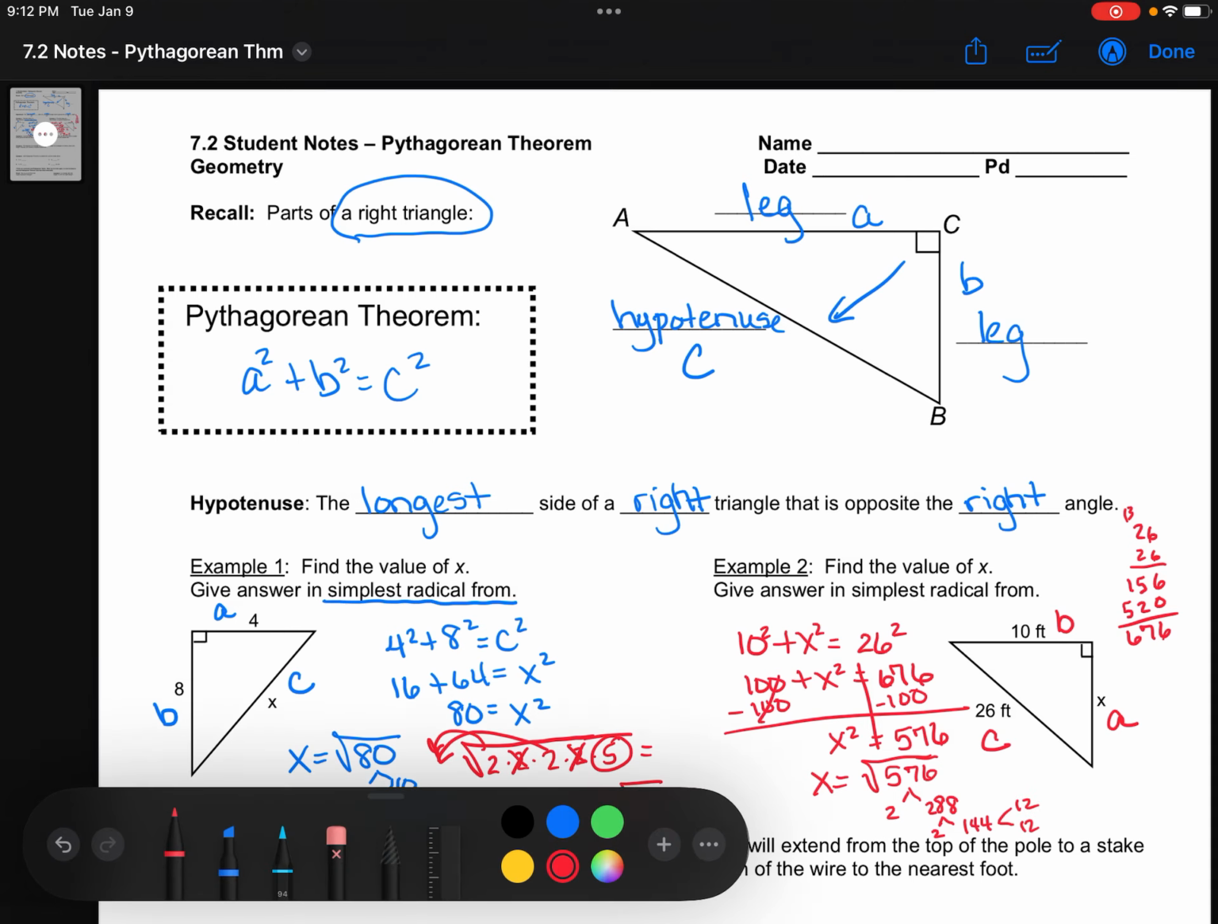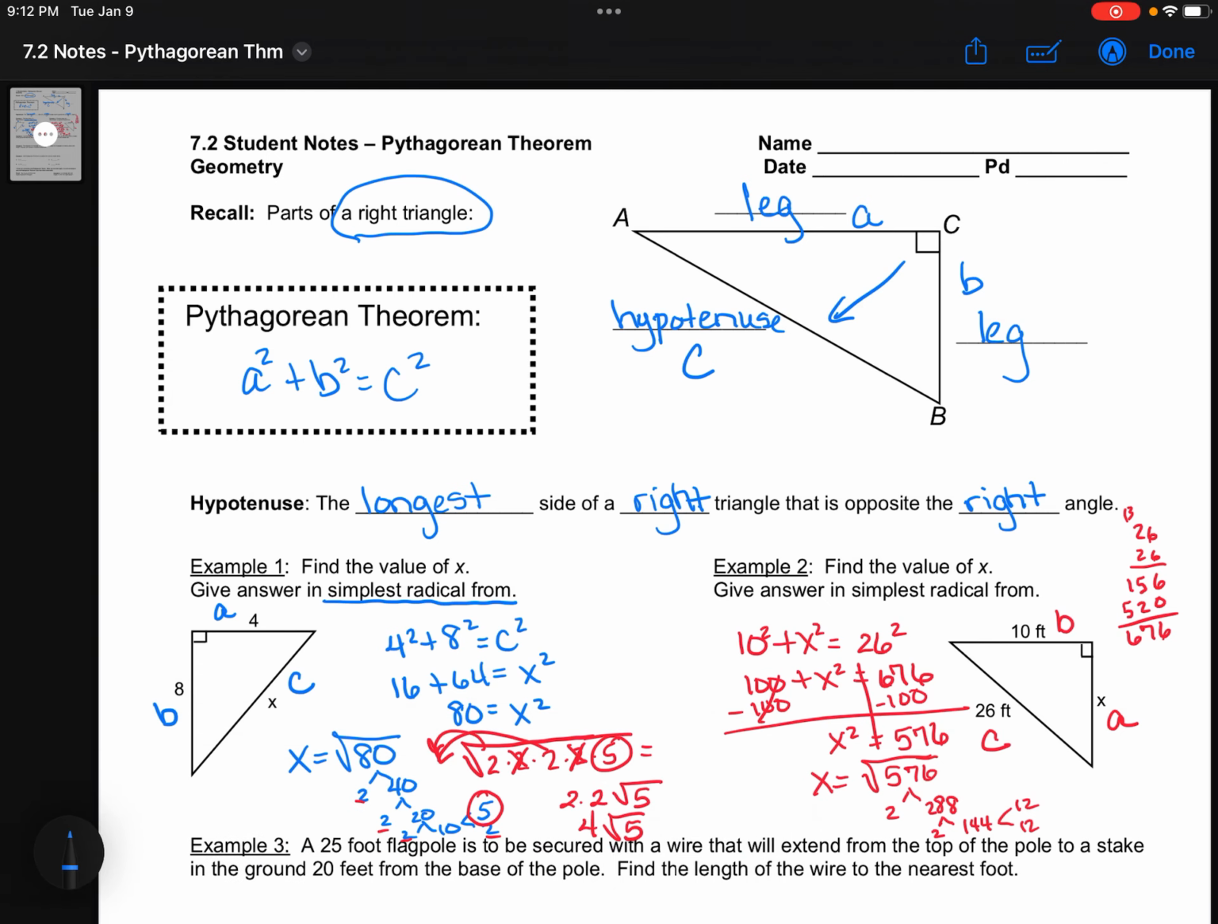So I'm going to stop there, and I'm going to write that. I was thinking that was a perfect square. So I end up with the square root of 2 times 2 times 12 times 12. So 12 can be simplified more, but as soon as I have a pair, one goes outside. So I end up with 2 times 12, which is 24.